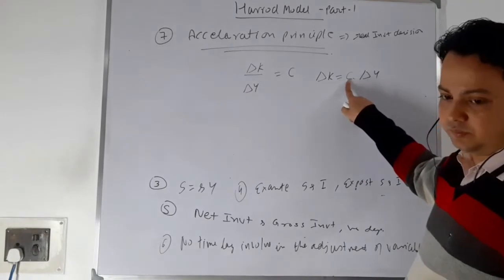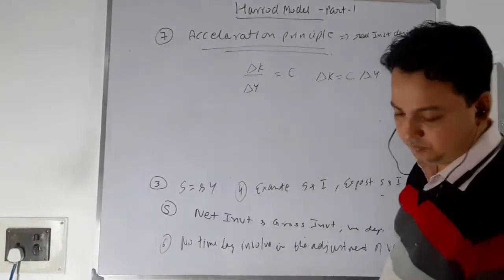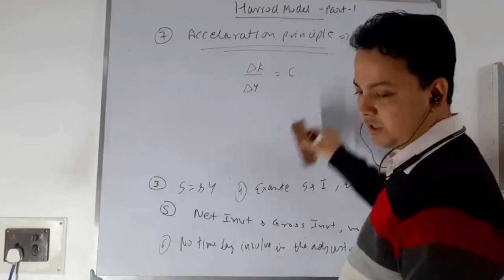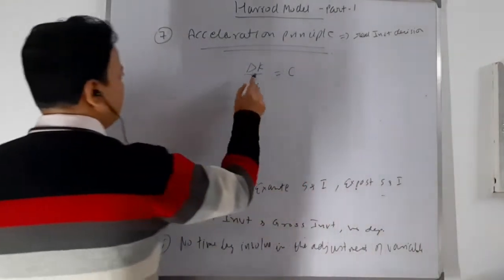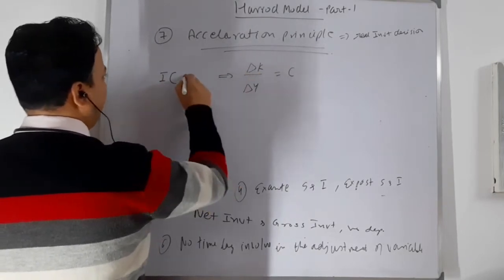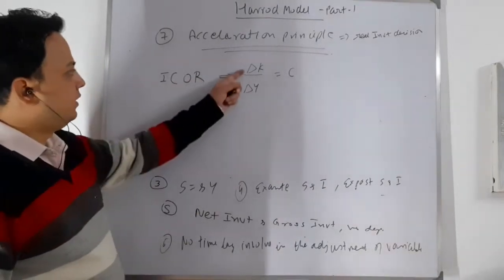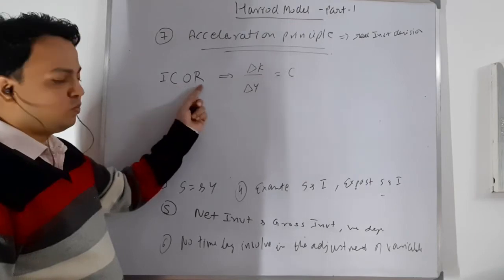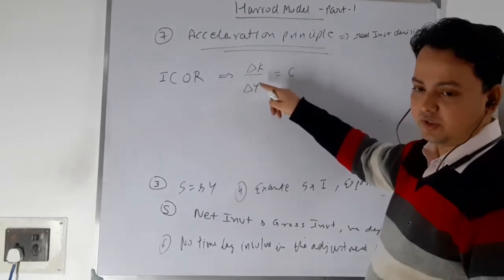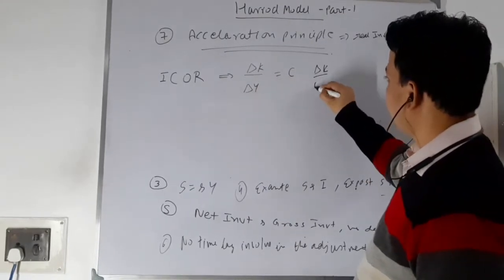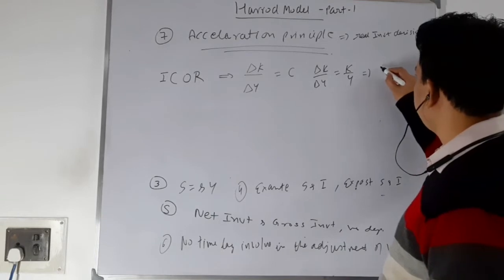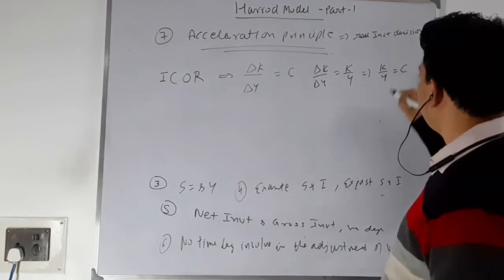This C is constant, and this term, generally we have written delta I over delta Y because we have taken investment. Here it means the same thing. This we call the incremental capital output ratio. Delta K over delta Y is the incremental capital output ratio. When this ratio is constant, it will be equal to the proportion also, the capital output ratio. That means the capital output ratio is constant and is equal to C.